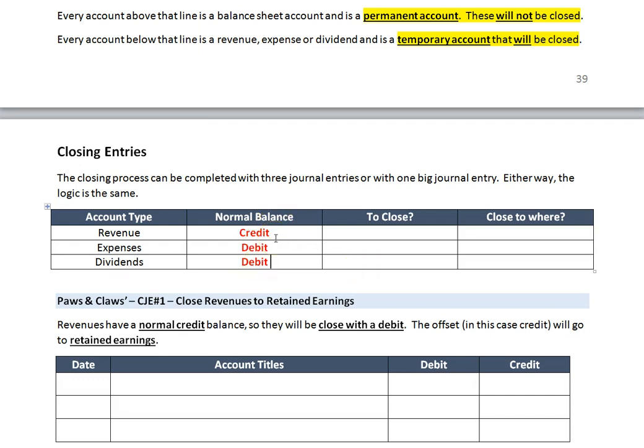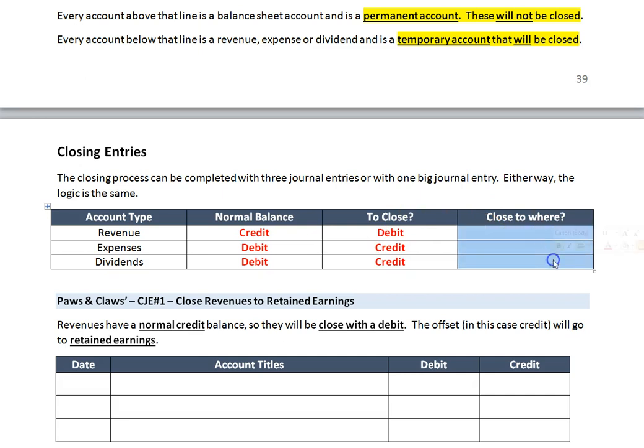In order to close out an account, you have to do the opposite. We're trying to zero it out. So whatever balance it has, if it has a credit balance, we want to debit it for its full amount. So this is just going to be the opposite. Instead of debiting the expenses, we're going to credit them to close them. So this is kind of like doing the opposite. We're doing the opposite to close them out.